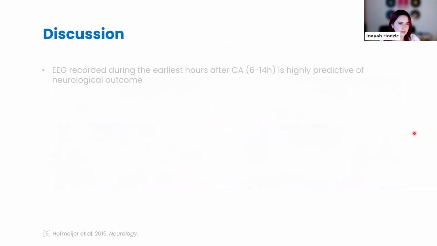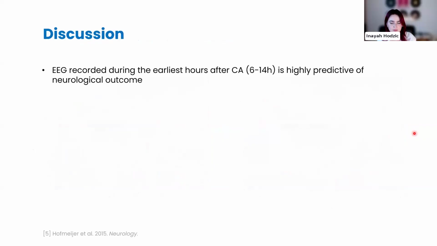So what does that mean? First of all, the main finding and main implication here is that EEG recorded during the earliest hours after CA seems to be highly predictive of neurological outcome, and that the fewer number of EEG electrodes is equally sufficient. So the difference in performance is negligible between the two electrode configurations.